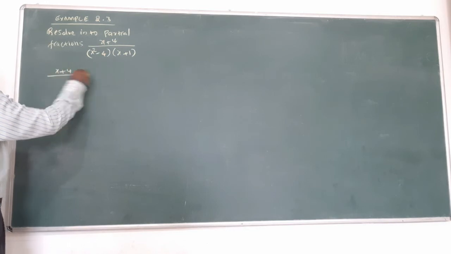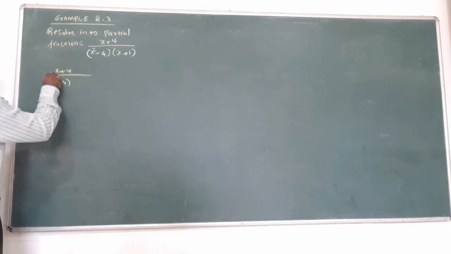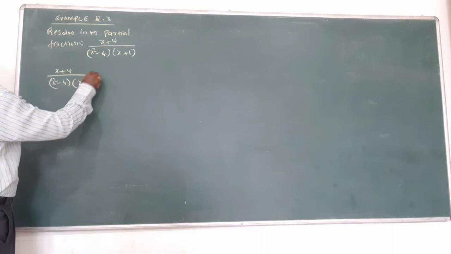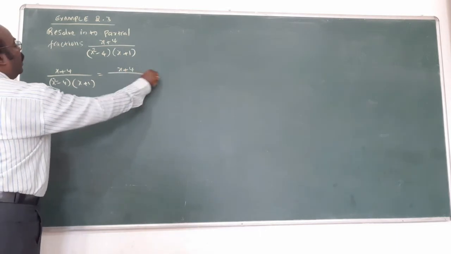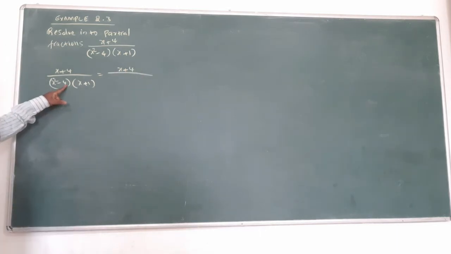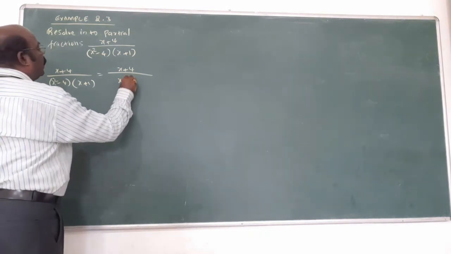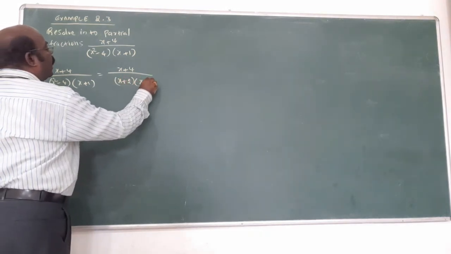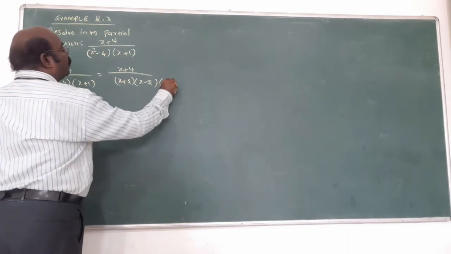This is the question: x plus 4 divided by x square minus 4 alone. This can be written as 2 square, x square minus 2 square. So it is the a square minus b square format: a plus b, a minus b. The 2 square means x square minus 2 square, so x plus 2, x minus 2. This is the factorization. Am I correct? Already x plus 1 is there.